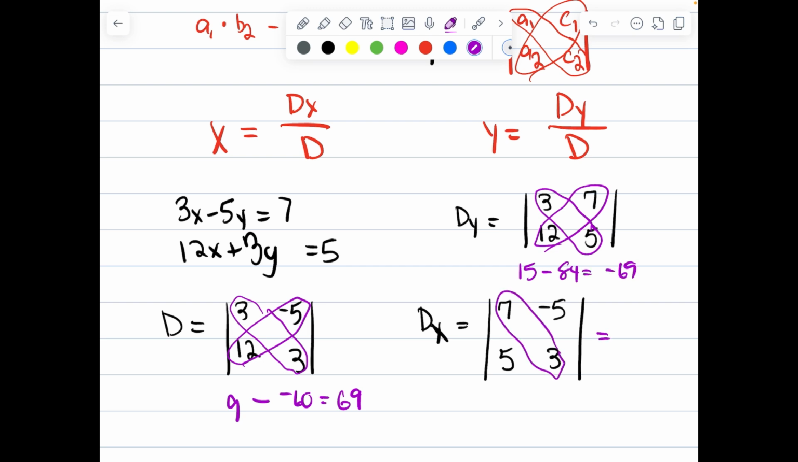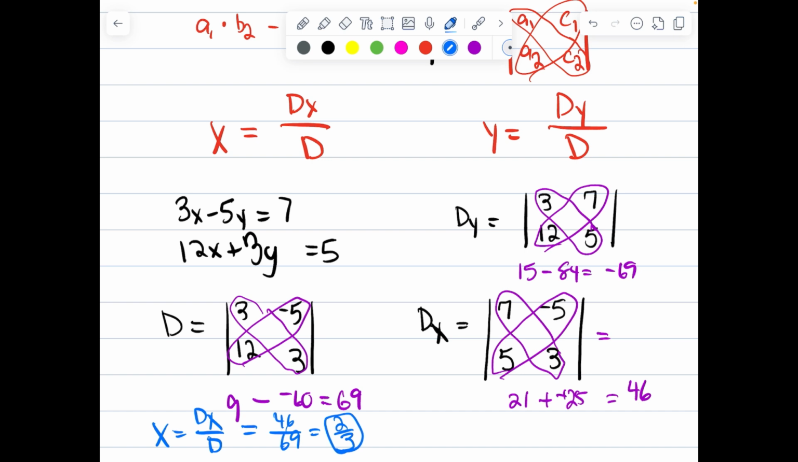For dy, here is the left diagonal, 21, minus our right diagonal, which is negative 25. So what this ends up being is 46. So to find our x coordinate here, we have to take dx divided by d, which is 46 over 69, which simplifies to 2/3. And then to find our y, we take our dy and divide it by d, which is negative 69 divided by 69, which is negative 1. So that's our solution, or our ordered pair for the system.